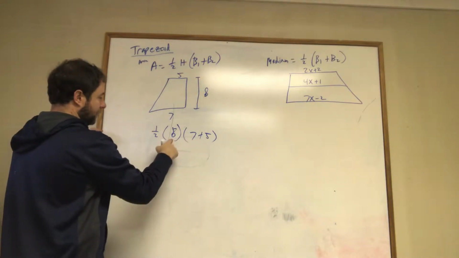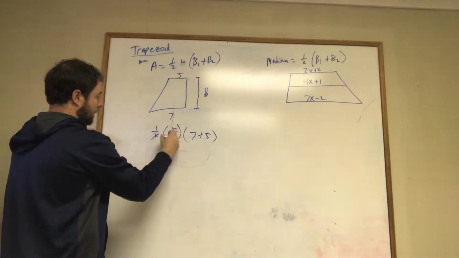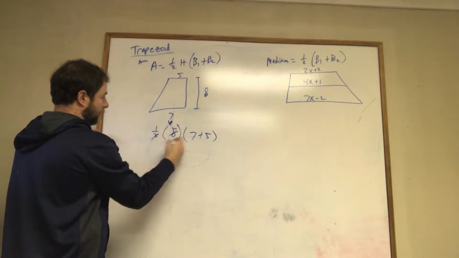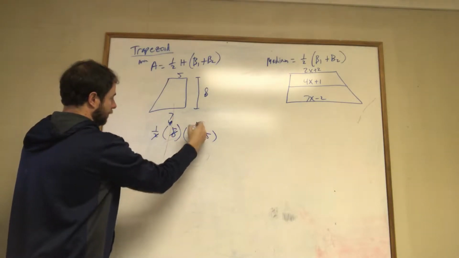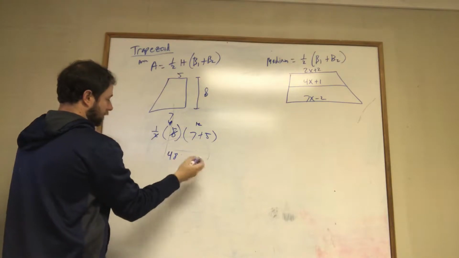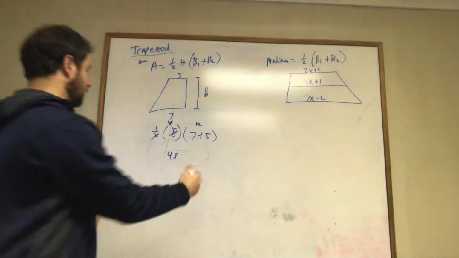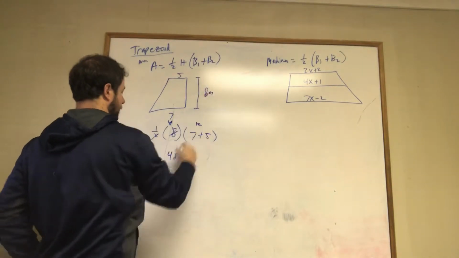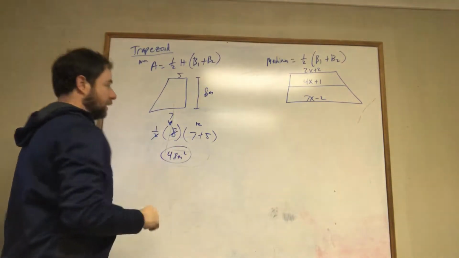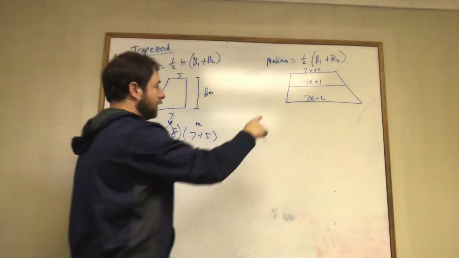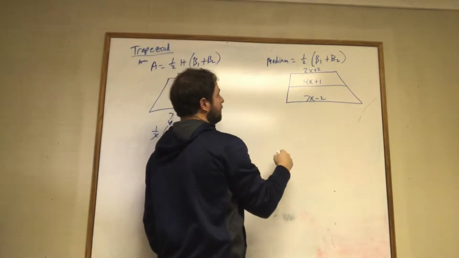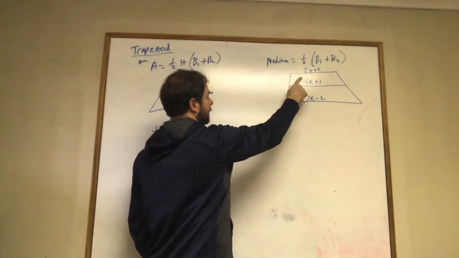So you get 12 times 8. Of course, the 2 and the 8 can cancel. That becomes 4. So 4 times 12 is 48. So the area of this trapezoid is 48, and the dimensions in this problem happen to be in meters. So 48 meters squared. Now looking at the median over here, the median is going to be half.